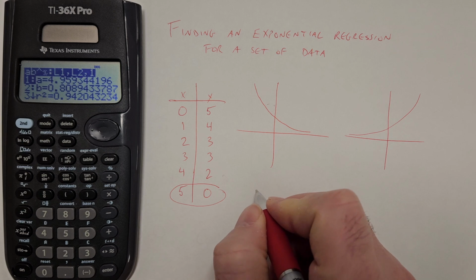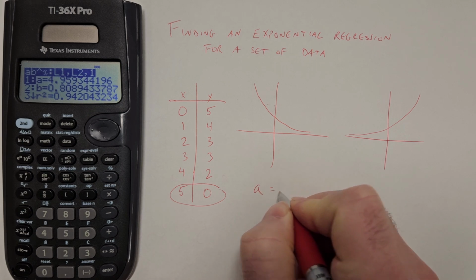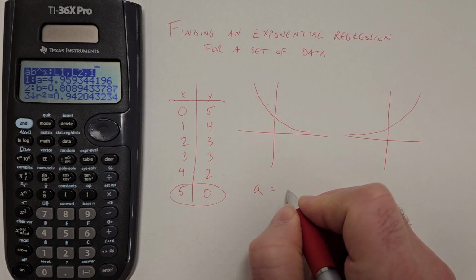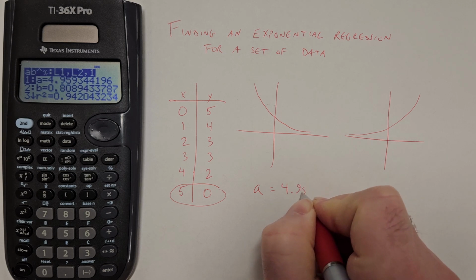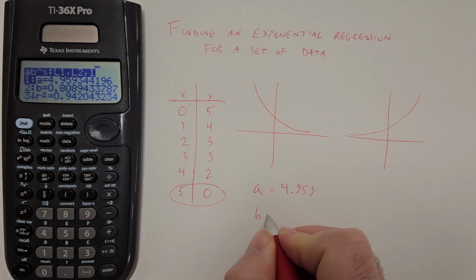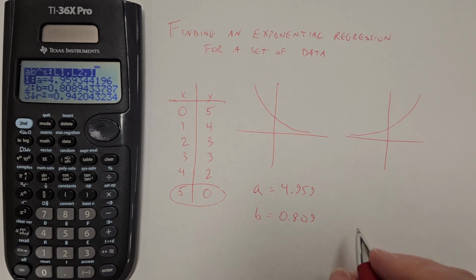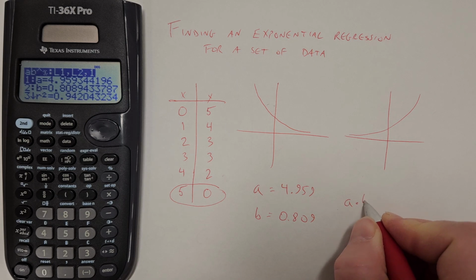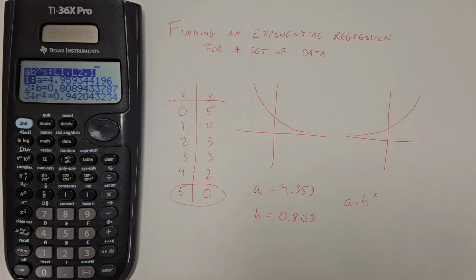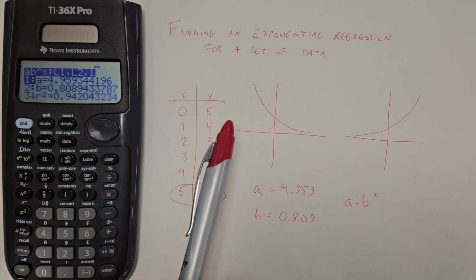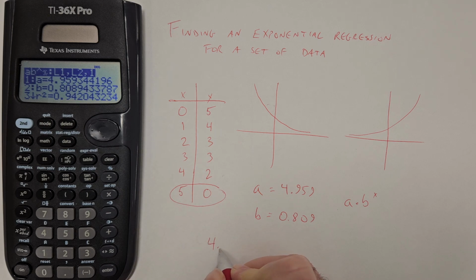Everything the same. It's going to give me a bunch of values. Okay, so I'm just going to round this for the sake of making this writable. If A is approximately 4.959 and B is approximately 0.809, then this is in the form A times B to the X, meaning that the regression that this calculator has generated for this data is 4.959 times 0.809 to the X.